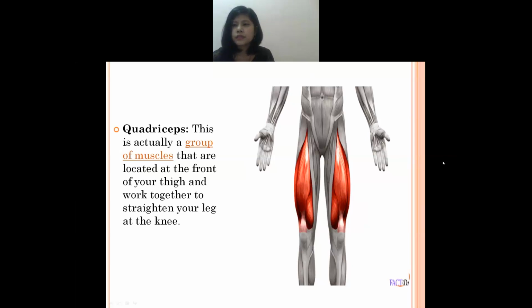Is it clear, everyone? Quadriceps. Yes, ma'am.